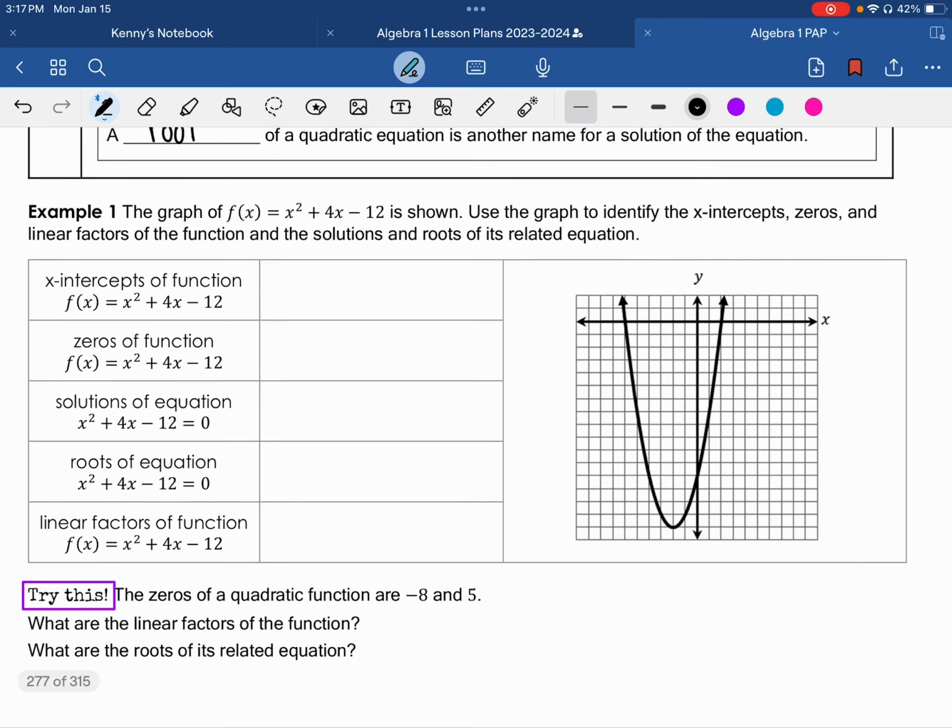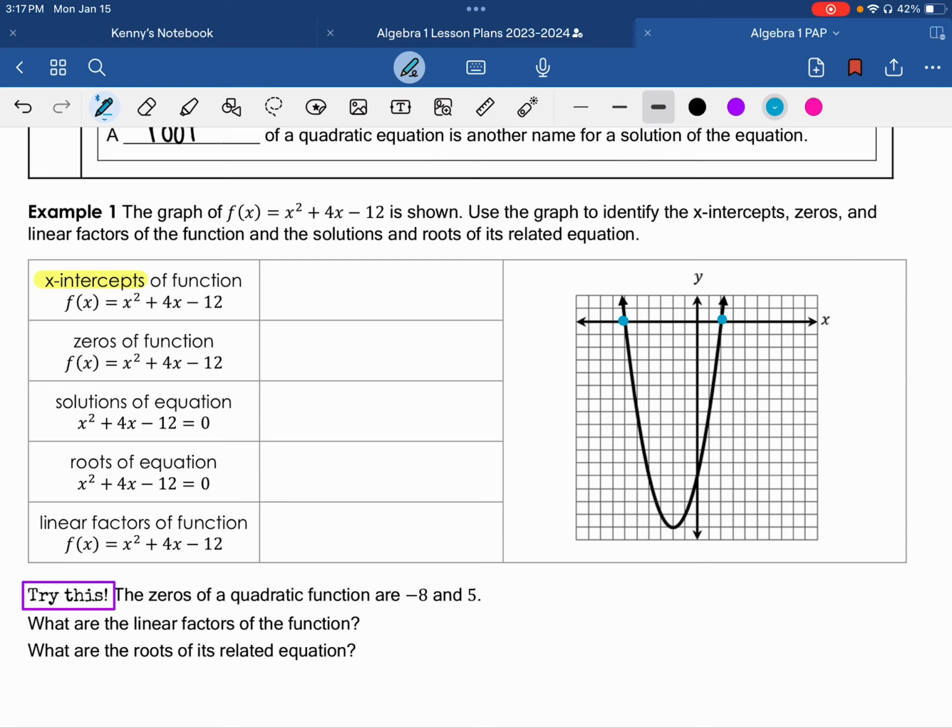All right, let's take a look at example 1. The graph of f of x equals x squared plus 4x minus 12 is shown. Use the graph to identify the x-intercepts, zeros, and linear factors of the function and the solutions and roots of its graphed equation. All right, so first they're going to ask us for the x-intercepts. All we have to do is go to our graph and find where the graph is touching the x-axis. There's the first point right there.